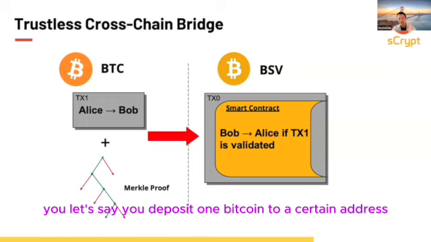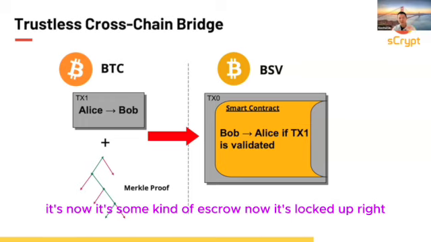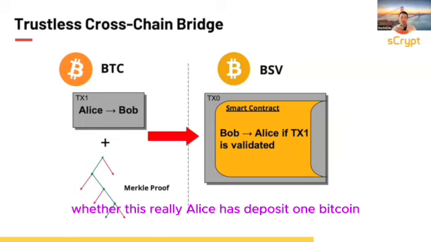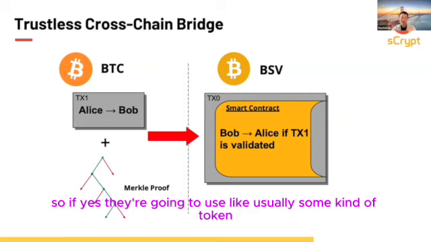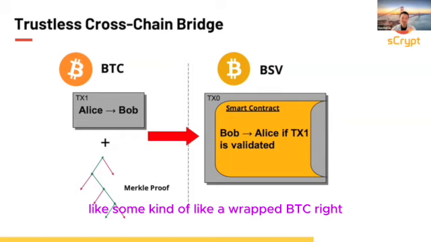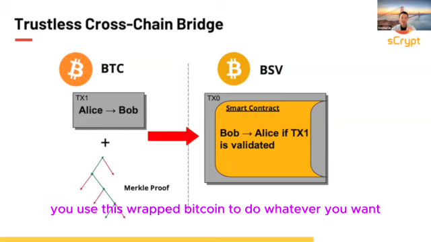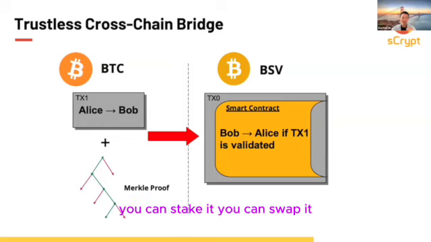Let's say you deposit one Bitcoin to a certain address. It's some kind of escrow. Now it's locked up, right? And then the other blockchain checks whether Alice really has deposited one Bitcoin. If yes, they're going to issue some kind of token, like a wrapped BTC. And then on the new chain, you use this wrapped Bitcoin to do whatever you want. You can stake it, you can swap it, you can lend it.